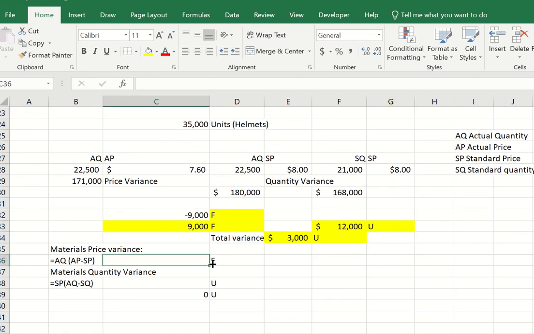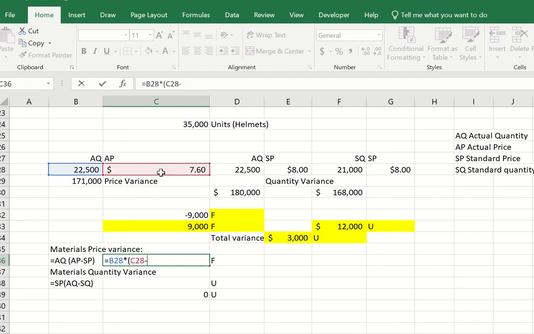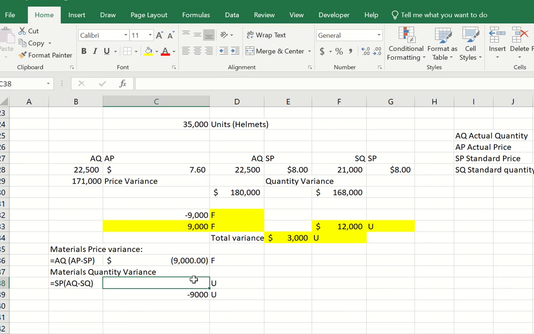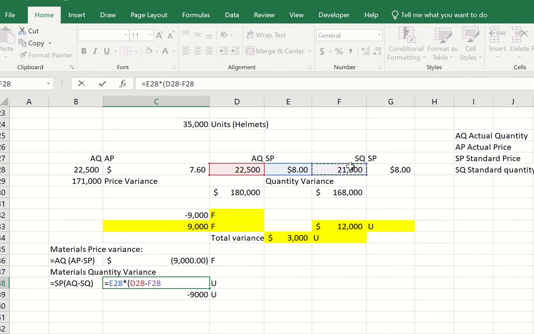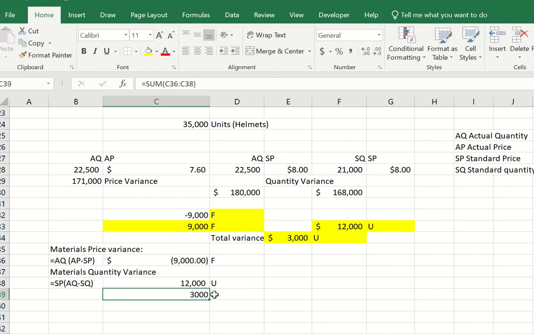And then you could also use the formula: AQ times the change in actual price minus the standard price. So there's the formula method if you prefer that. And then we have SP times the change in actual quantity minus standard quantity. That's kind of a shortcut method. And then you could come to the same result if you wanted to use the formula method, the alternate method.